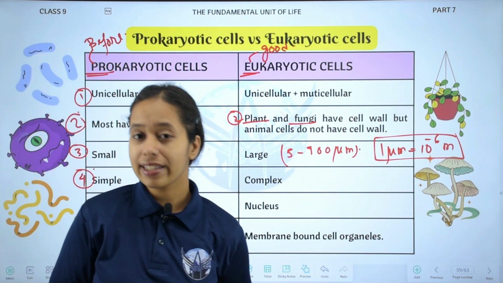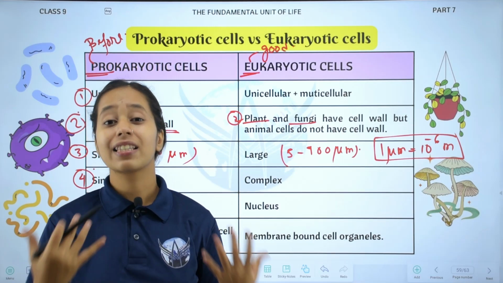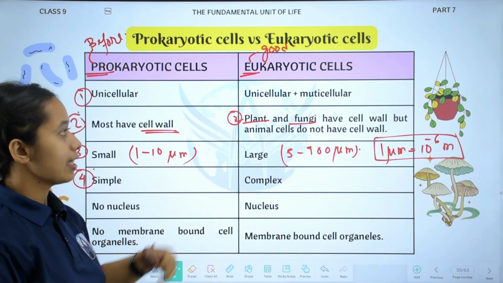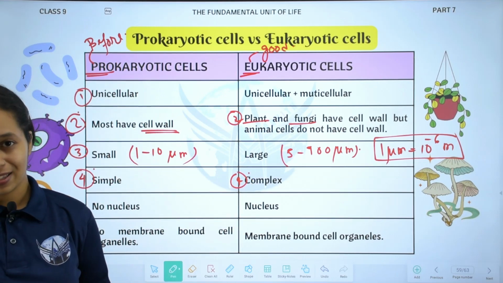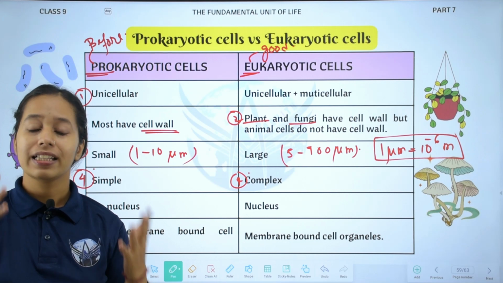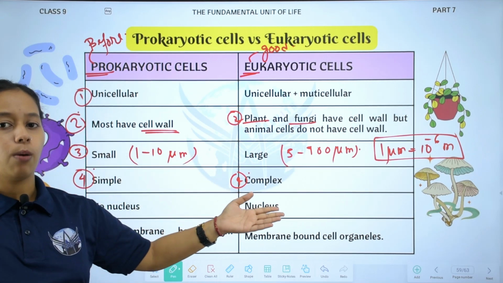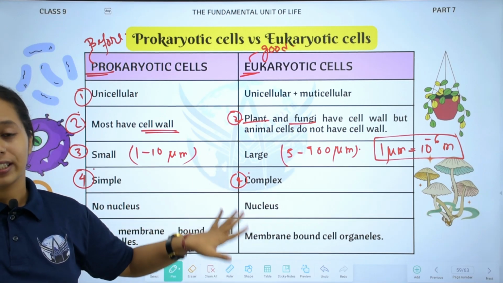Since they are old cells, since they are primitive cells, these cells are simpler as compared to eukaryotic cells. So we can say that eukaryotic cells are complex cells. They are not simple, they are complex cells. Now, what do we mean by simple and complex cells? We will learn that in the last two points.